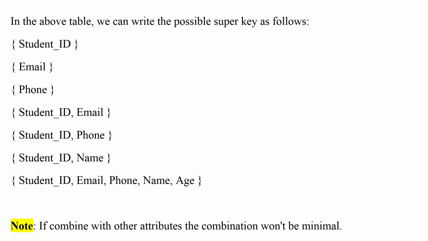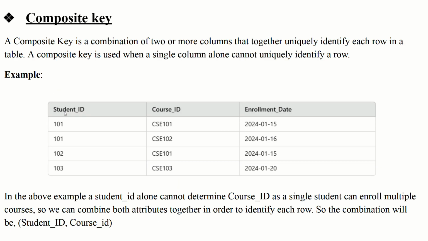There are no restrictions. A single set is possible, student ID and email is possible, a combination of student ID and phone is possible, student ID and name is possible. These combinations are all possible. So combinations of prime and non-prime attributes are possible. But the thing is that we need a primary key. This is the primary key.